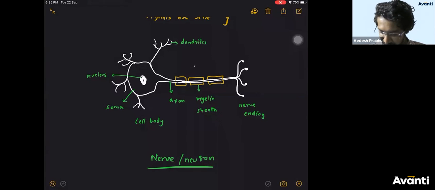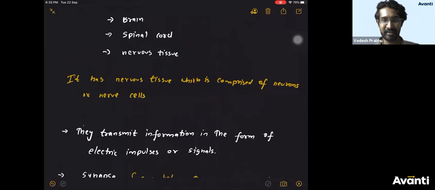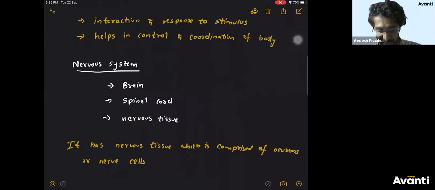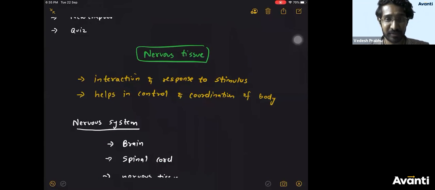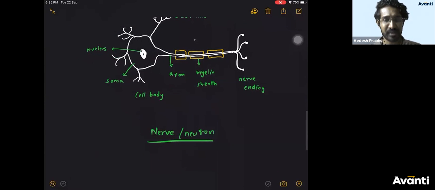So this was about your nervous tissue. In the exam, they'll just ask you about the diagram as well as the definition of the nerve, the neuron, and just remember the functions as well. So this is about your complete nervous tissue. Now we'll quickly write about our animal tissue, a full summary of the entire animal tissue that we have studied, so we can do a quick revision and then wind up the chapter finally.